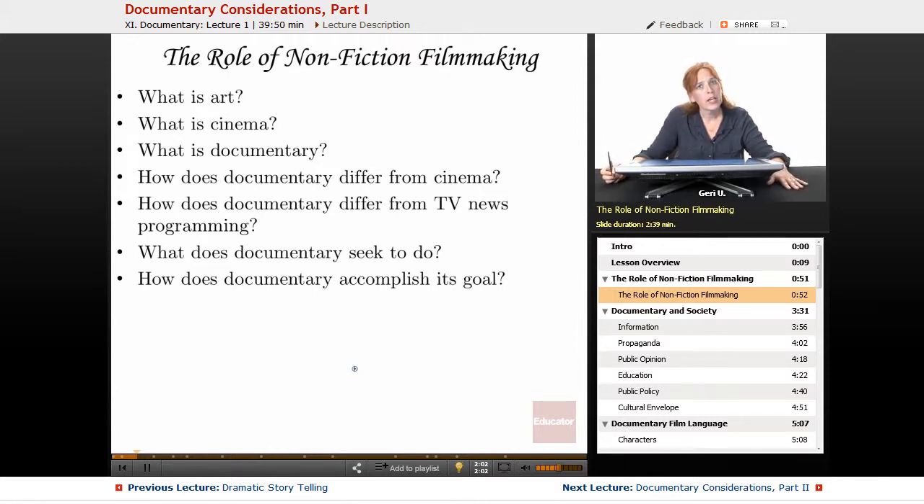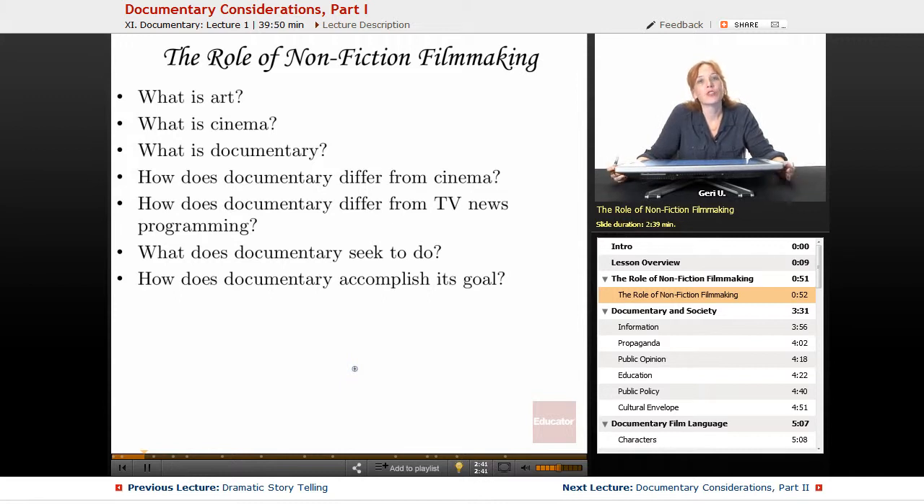How does documentary differ from cinema? And when I use the word cinema, I'm talking now in terms of a fictionalized art form. How then does documentary also differ from TV news programming, where we go out and we're filming events, we have journalists trying to be objective? How will documentary differ from that? And to that end, what is documentary seeking to do? If it's not seeking to purely document and report on news, and it's not this fictionalized cinematic art form, what is it trying to do?